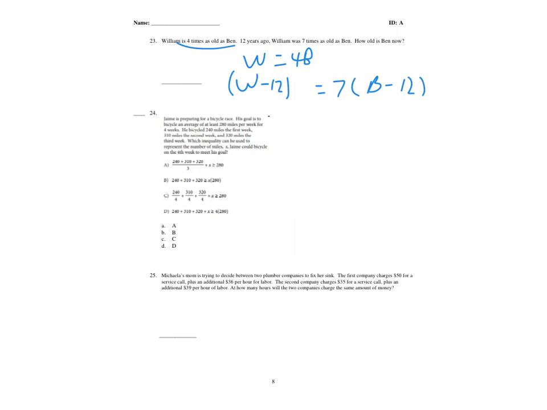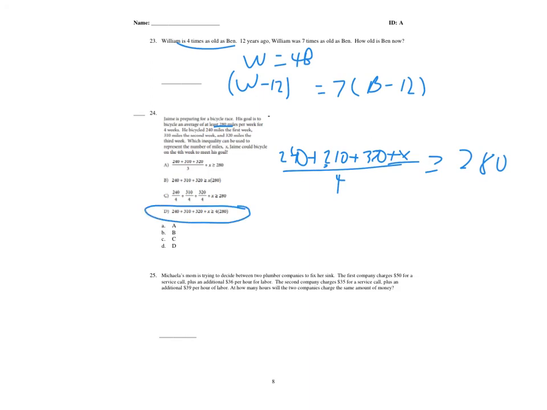Next one here, it says he wants his average to be at least 280 miles per week. And so I would say that we want our average for 4 weeks to be greater than or equal to 280. And so I know that the first week was 240, and then the second week was 310. And the third week was 320. And I don't know the fourth week, so I'm going to put an X there. Now, that answer is not there, but I see that actually this answer is correct, because if I multiply the 4 to the other side, once again here we see it's the correct answer in a different form.